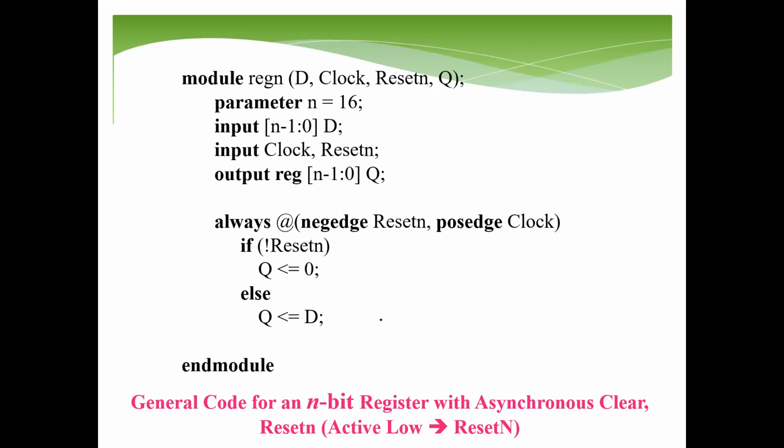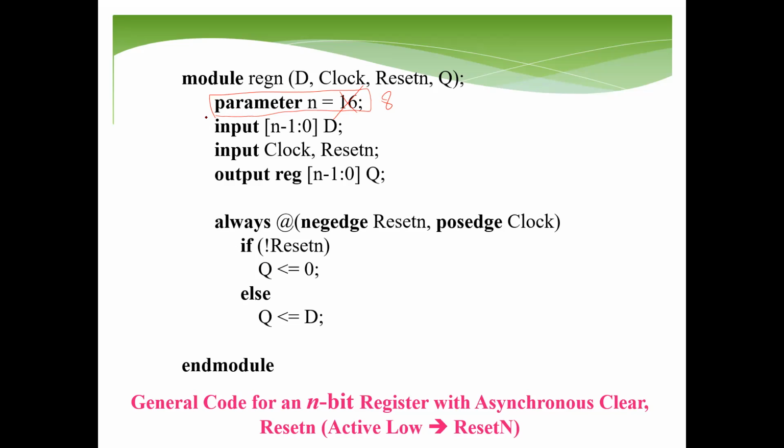Now, for the same code, we can make it a general implementation. So we're going to define parameter n, and by changing this value of n at the beginning of your module, you can make any sized register. But you should give a value in the beginning, say 16, but if you want an 8-bit register, come to the code, take this 16 out and put 8, for example. This will make you an 8-bit register.